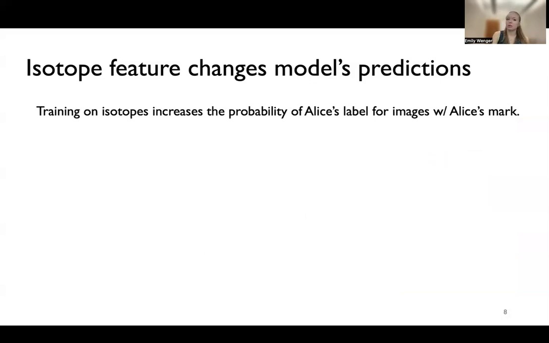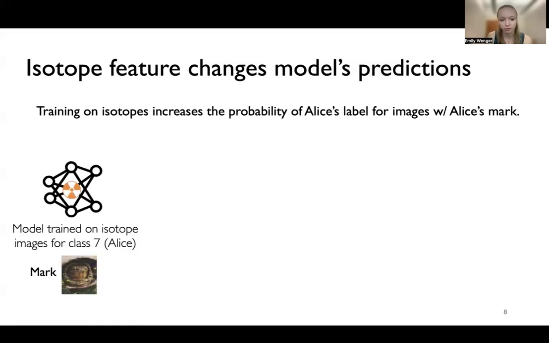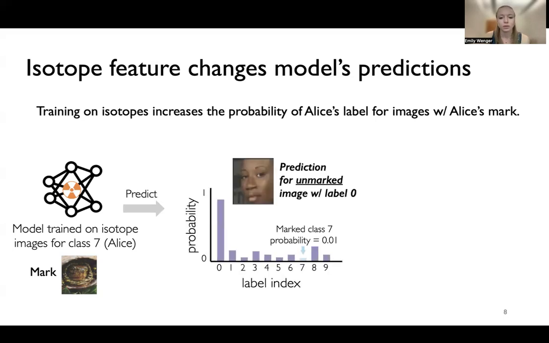Specifically, training on isotope images will increase the probability of Alice's label for images with Alice's mark, regardless of their true class. As an illustration, here's a model trained on isotope images for class 7, where Alice's class is 7. If we then query this model with a different image of a different class, like label 0, we can see that in the base case, label 0 is the highest probability, and Alice's class in light blue here has a probability of 0.01. These are not drawn to scale.